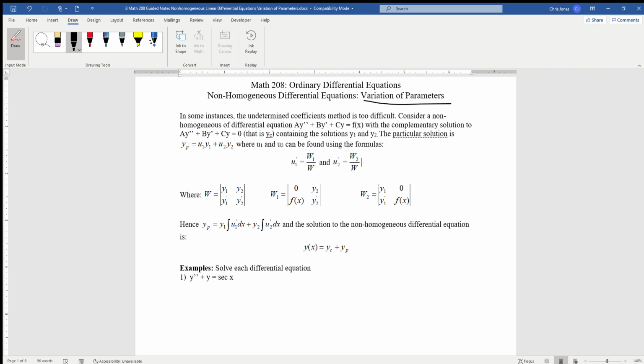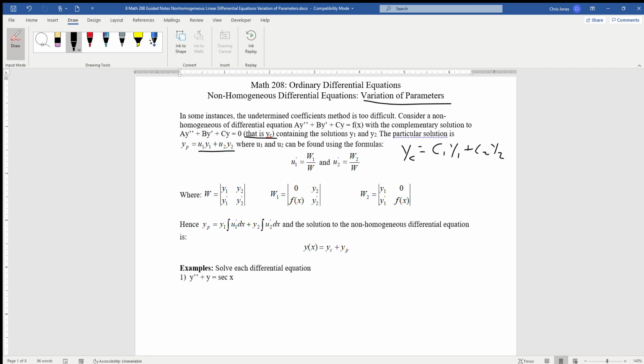First of all, you're going to find the complementary solution, not a surprise. And then you're going to find a particular solution, which is of this form. All right. And so we have this u1, y1, u2, y2. Now, y1 and y2 are going to be the parts of the complementary solution. In other words, yc, which is the complementary solution, is going to be equal to c1 y1 plus c2 y2.